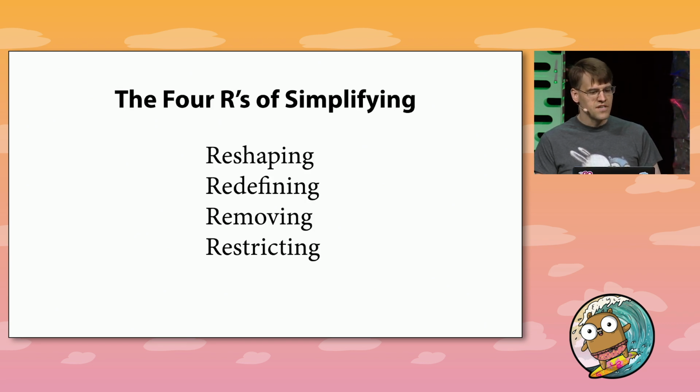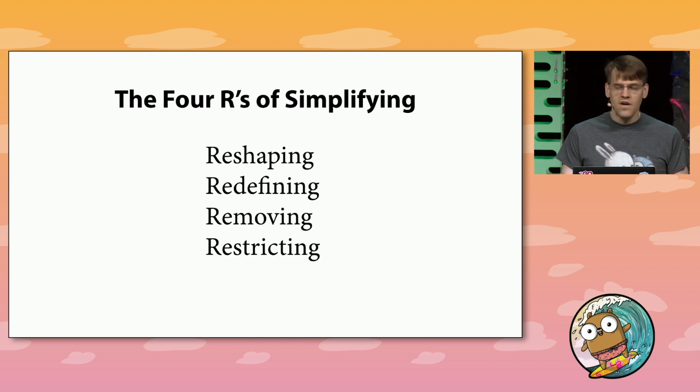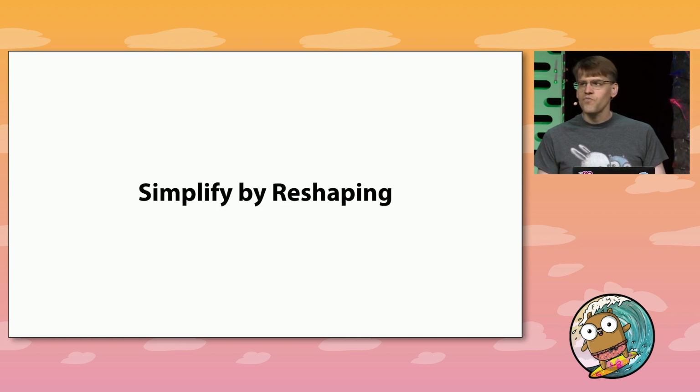During this process, there are four main ways we can simplify the overall experience of writing Go programs: reshaping, redefining, removing, and restricting. The first way we simplify is by reshaping what exists into a new form, one that ends up being simpler overall.